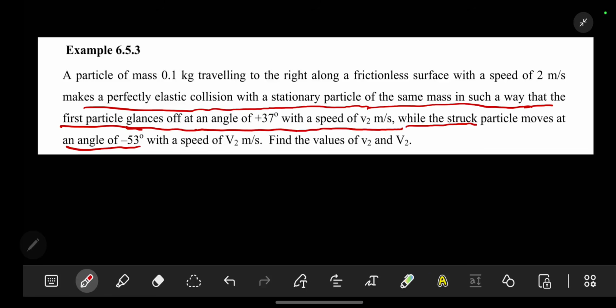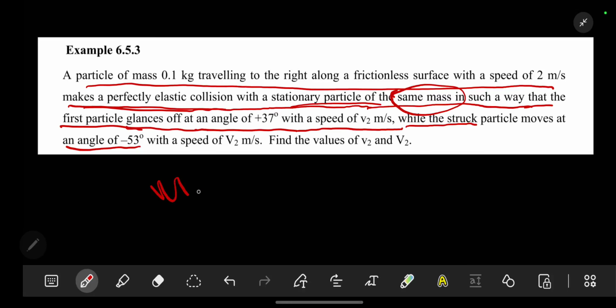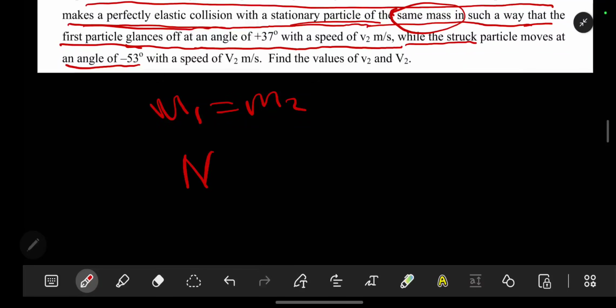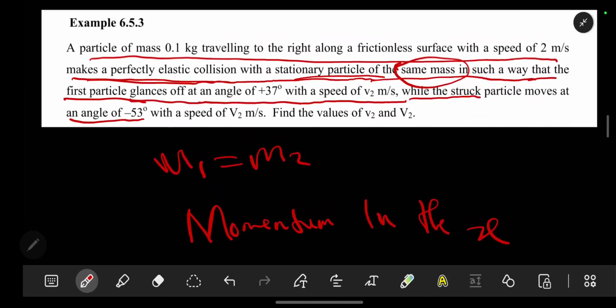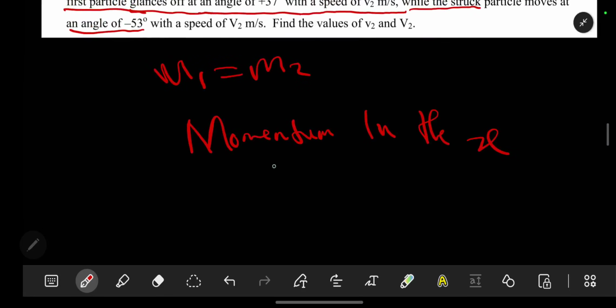So firstly, we are told that a particle of mass is traveling to the right and makes a perfect elastic collision with a stationary particle of the same mass. So this means that mass 1 is equal to mass 2. So we are going to just say momentum in the x. The momentum in the x will be equal to, you know that momentum is a product of mass and velocity. If you haven't watched the previous videos, kindly watch.